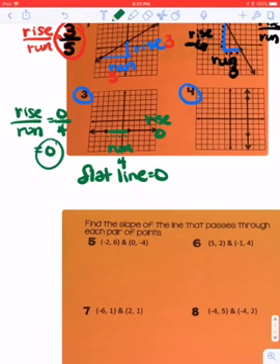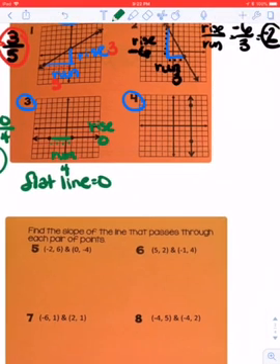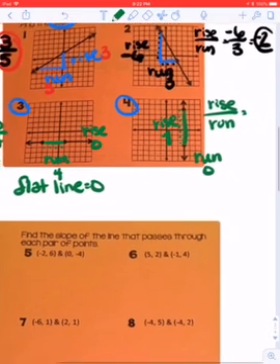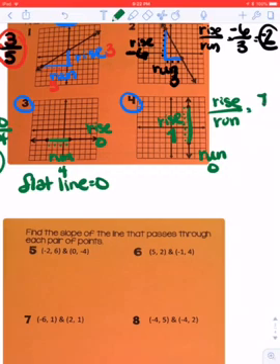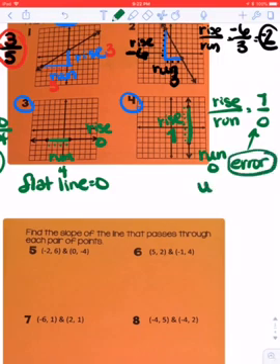Now with 4, kind of our issue on this one is that I have a rise, but for my run, I don't have anything. I don't have any line that kind of goes over that way. Now on the rise, 1, 2, 3, 4, 5, 6, 7. I have 7. So if I do my rise over run, it's going to be 7 over 0. And if I put that in my calculator, I'm going to get some kind of error.